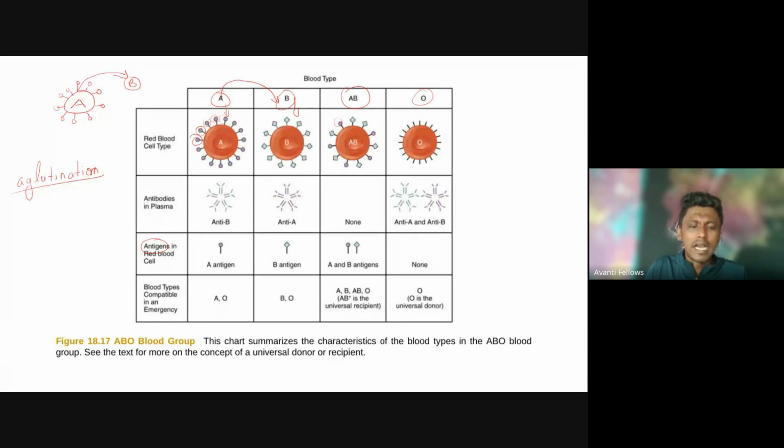If you check the plasma of an A blood group, a B blood group, or an AB blood group, what we see is antibodies. If you see an A blood group person, they have anti-B antibodies. If you see B blood group, they have anti-A antibodies. If you see AB blood group, they don't have any antibodies, and that's what makes AB blood group people very special. They're lucky people for a reason.